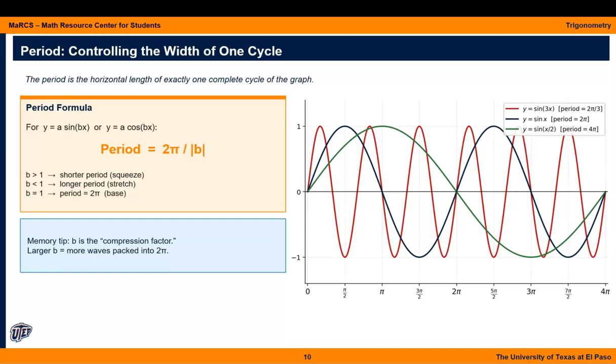Next is the period. The period tells us how long it takes for one full cycle of the graph. The formula is period equals 2π over the absolute value of b. If b is larger, the graph compresses horizontally, and if b is smaller, the graph stretches. So b controls how wide or narrow each cycle is.